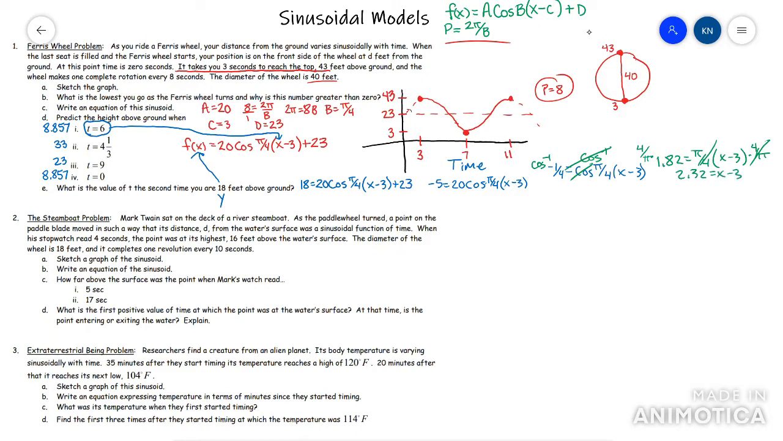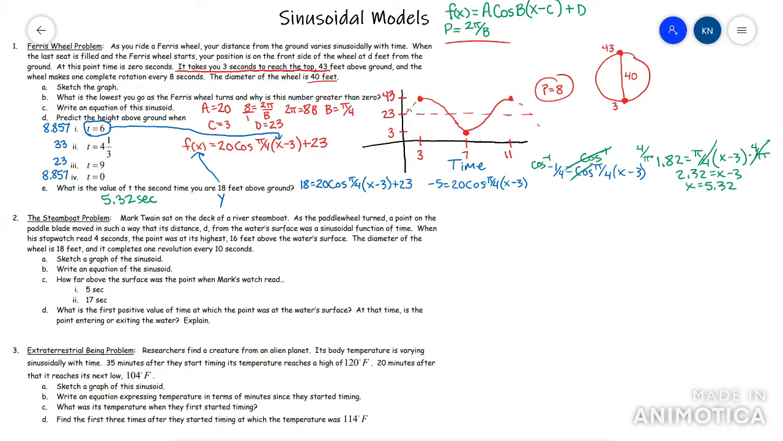Then you just add 3. So that's how I'm getting this answer. You have to be able to work these out and solve for x values. So this is seconds. All right, so that's essentially what you're doing on all of these.